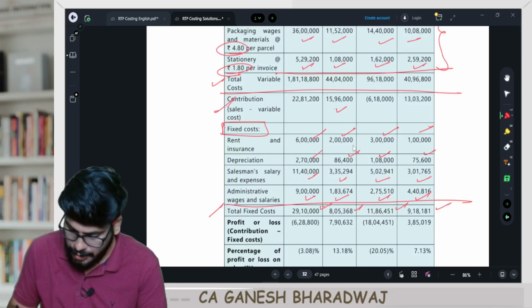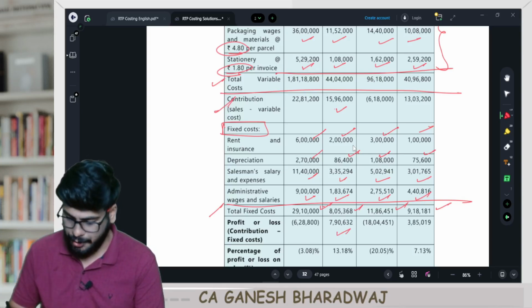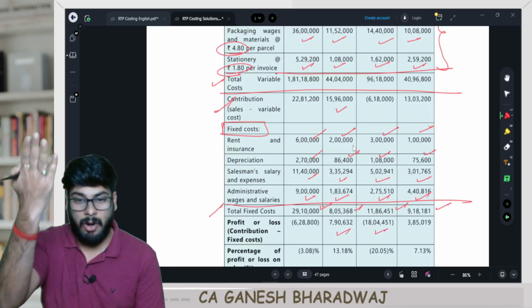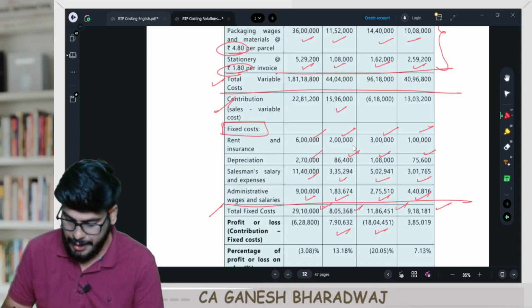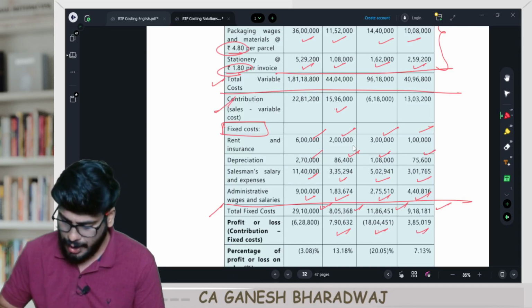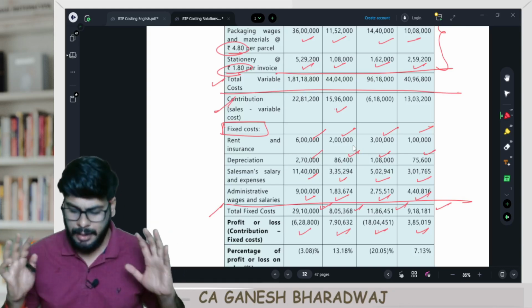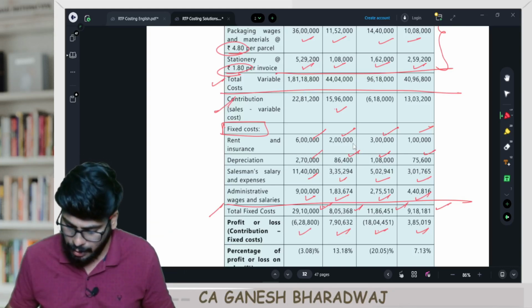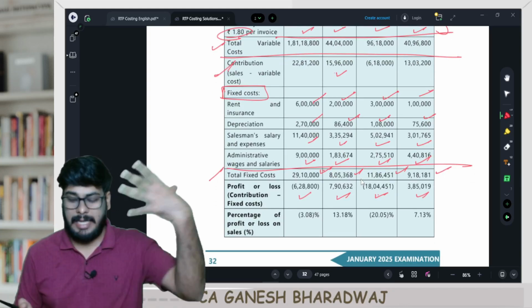So product wise, if you see, product A has a total profit of 7,90,632. Product B, obviously the contribution itself is negative. Further you reduce fixed cost, it will be even more negative. It's going to be 18,04,451. And for product C, it's going to be 3,85,019. If you add up the three, overall the company is making a loss of 6,28,800.